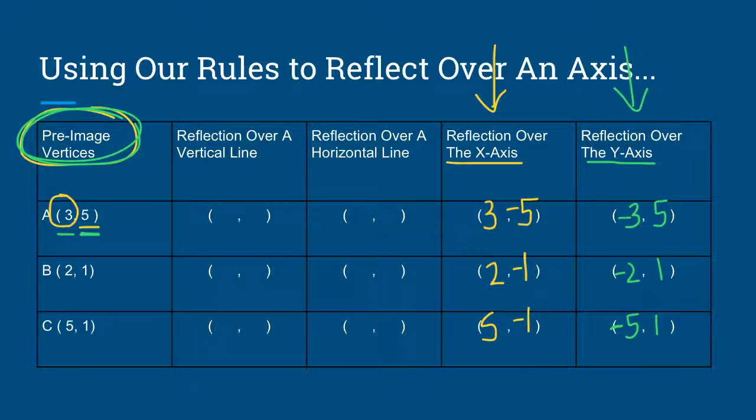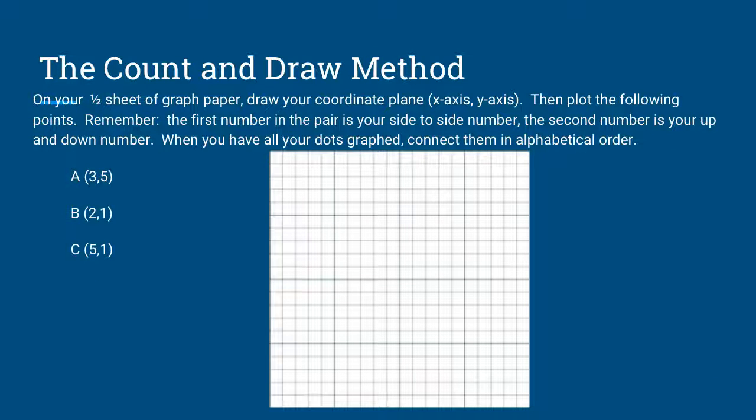In order for us to fill in the other two columns, we're going to have to do some graphing. So grab about a sheet of graph paper. I find that when we are reflecting over a line that's not one of our axes, the count and draw method is sometimes useful. And so on your half sheet of paper, I want you to draw your coordinate plane. Remember, that's your x-axis, which is right here, and your y-axis, which is right here.